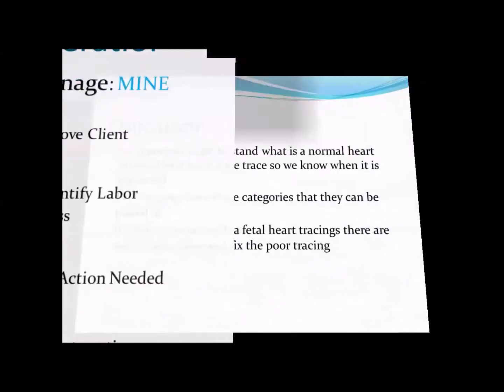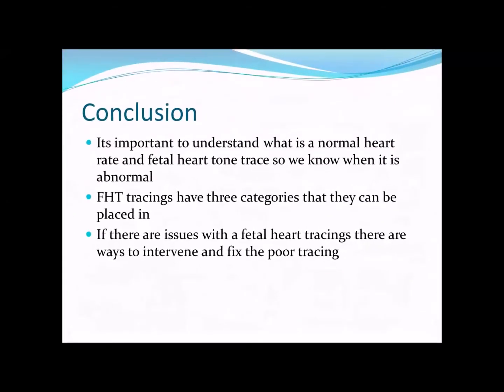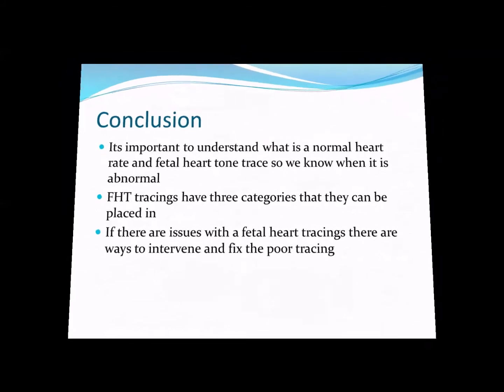Okay. All right. So in conclusion, it's important to understand what normal heart rate is. Again, we can't fix abnormal if we don't know what normal is. The fetal heart strips have the 3 categories. I hope that makes more sense to you guys a little bit, that if you've got a so-so strip, it's going to be a category 2. If you've got a good strip, it's category 1, and we deliver category 3. And then if there's any issues, you should have ways to intervene and fix. I hope that makes sense. Flip, oxygen, pit off, bolus, that's what we do.